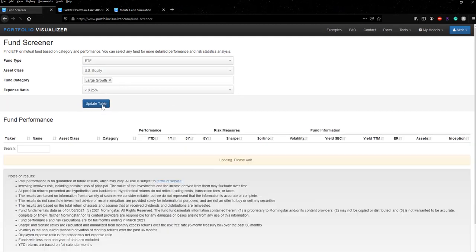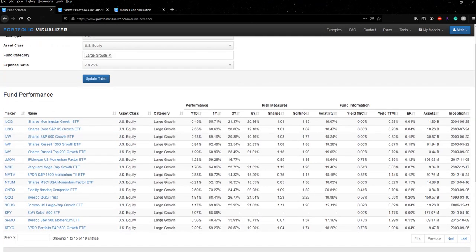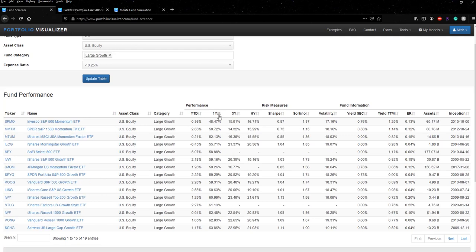And when you update the table, you could see large growth. Since I selected that fund category, you could see returns by different years, volatility, Sharpe ratio, Sortino ratio, what the asset under management is, and inception date. And when you do that, you will find portfolios with different returns.